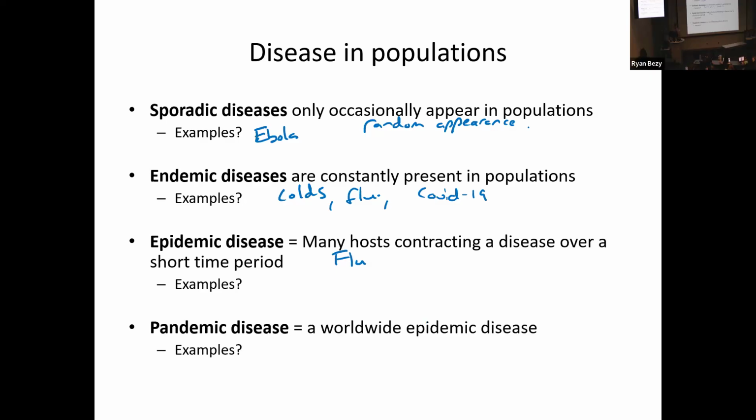We can also have things like pandemics. Pandemics, this is a worldwide epidemic disease. And so what's our example of a pandemic? Yeah, so our current example, unfortunately, is COVID-19. It has rapidly caused a huge number of cases on a global scale in many different countries all over the earth. That is what we're talking about typically with a pandemic disease. Okay.